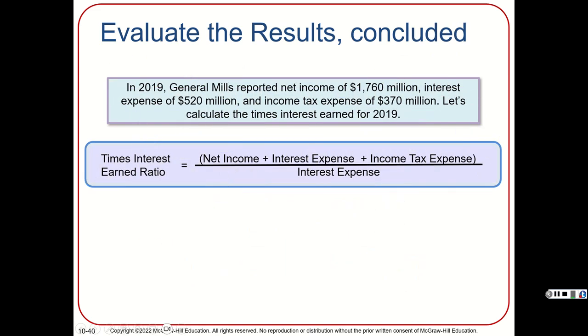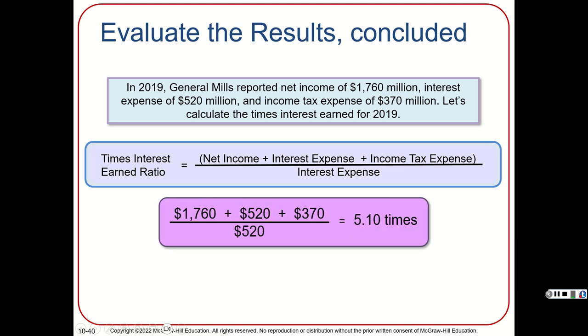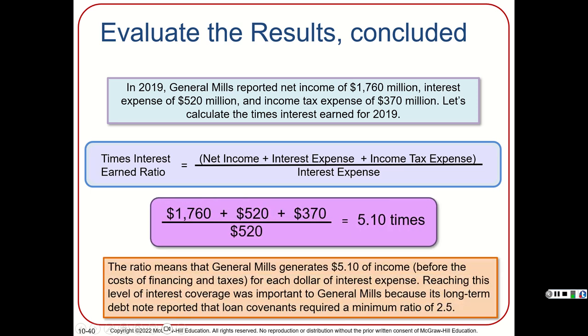All right. In the times interest earned ratio, General Mills reported net income of $1.76 billion. The interest expense was $520 million. The income tax expense was $370 million. So they calculate the times interest earned for 2019. You're adding the interest and the taxes back to the net income, and dividing it by the interest, so you'll see that these two numbers are the same, 5.1 times.